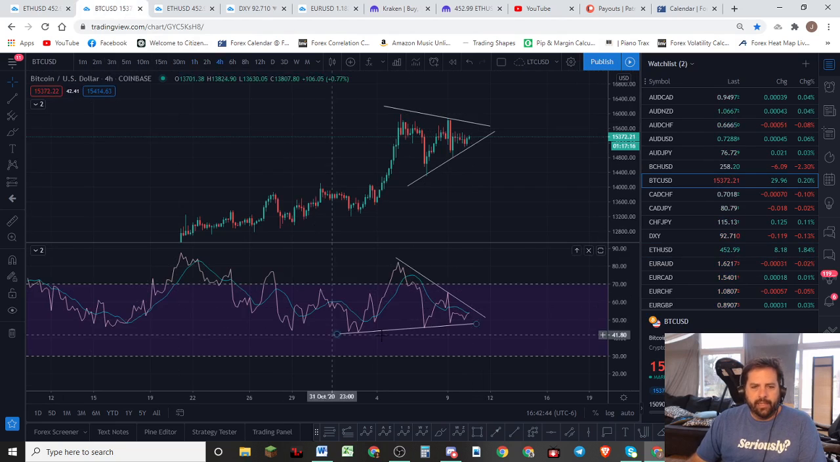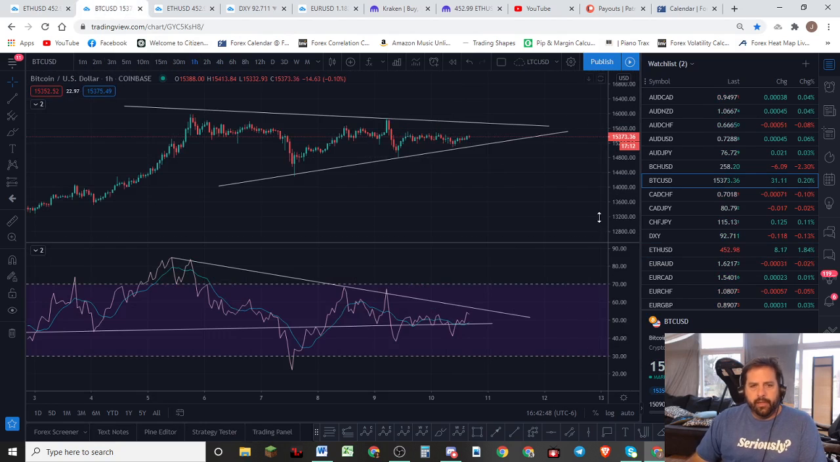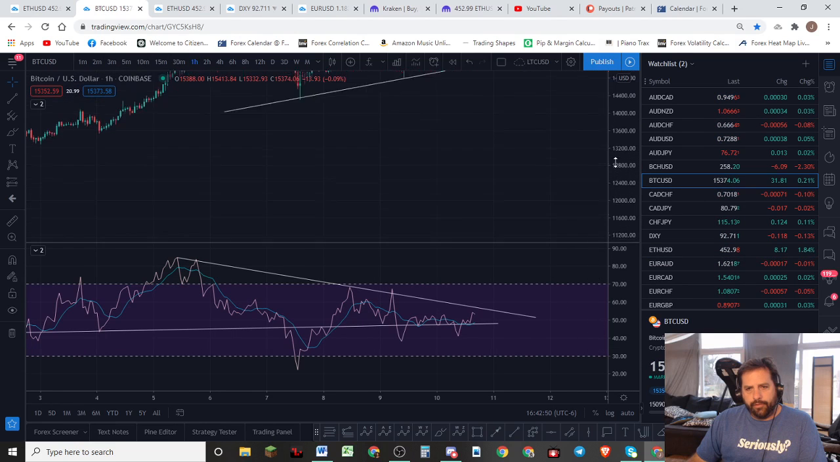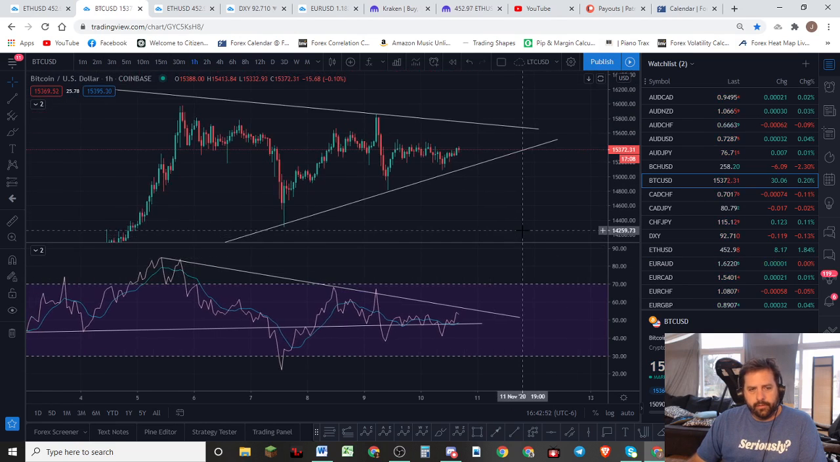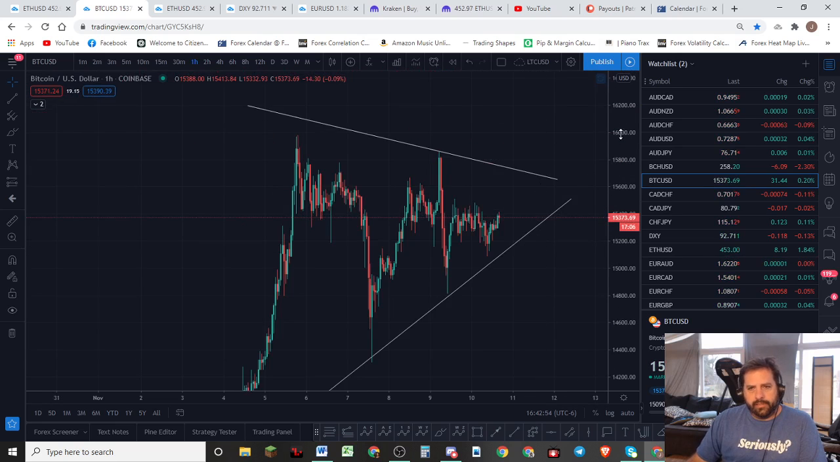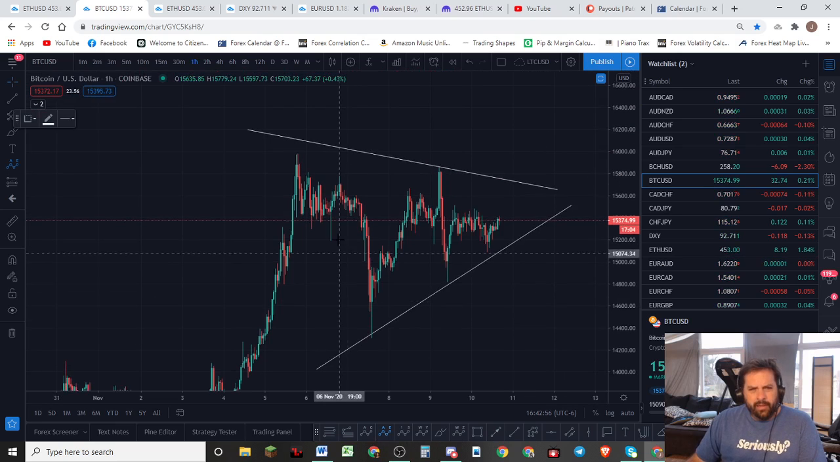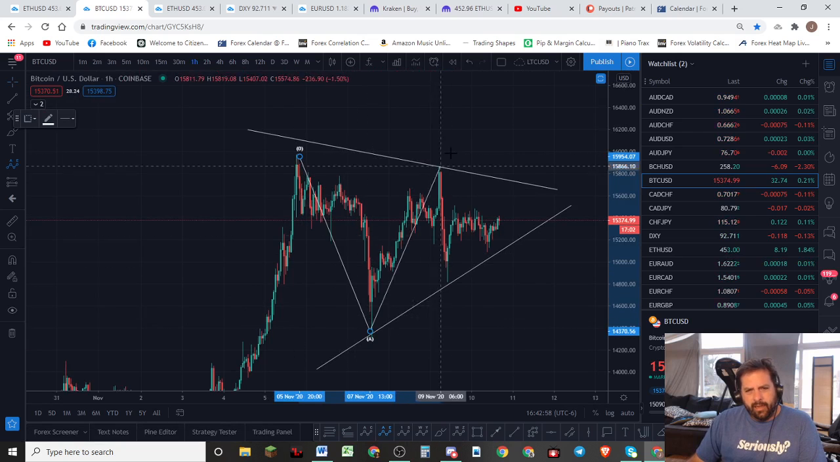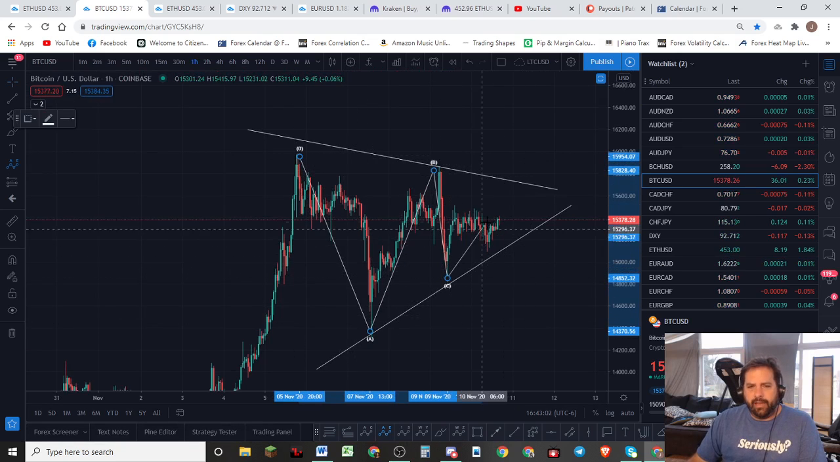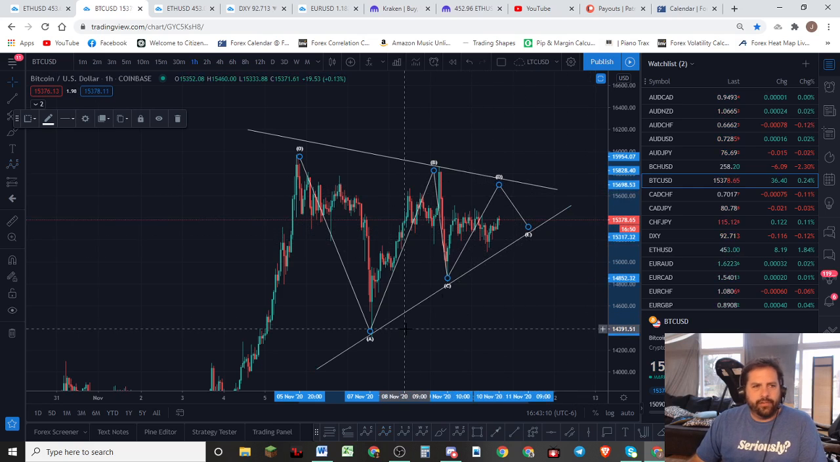We got the triangle in the RSI. Let's go to the smaller time frame here. Let's count the waves here. We're going to go A, B, C. Okay, so this one doesn't seem done here, right? Because we don't have a D or an E. So this one doesn't seem like it's finished. So Ethereum looks more like a triangle.